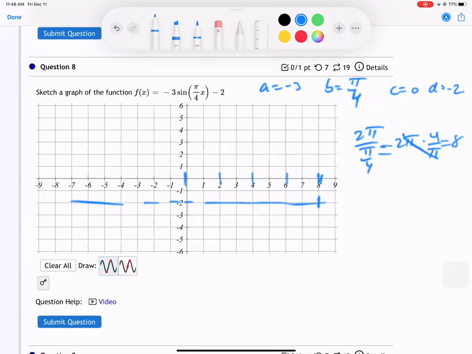And then our A value is negative 3, so instead of going up, we're going to go down 1 to 3 from our midline, our vertical shift. 1, 2, 3 down. And then 1, 2, 3 up. So we're going to go 0, down, 0, up, 0. This graph is going down because it's a negative sine graph, so we're flipped. Now again, make sure you do graph these two dots. That's how you're going to get this graph right.